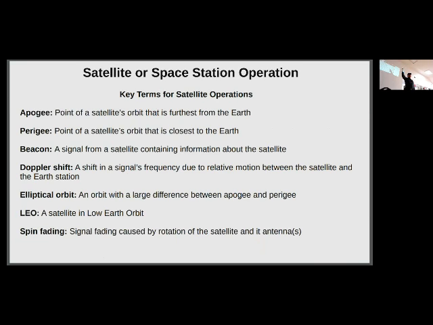So a satellite, if you think about it going around the Earth, is its orbit going to be perfectly circular? Yeah. It's kind of oval shaped, right? So as it's going around the Earth, at certain points, it's going to be further away from the Earth. Other points, it may be closer to the Earth, okay? So the apogee is when it's the furthest from the Earth, and the perigee is when it's closest to the Earth, right?